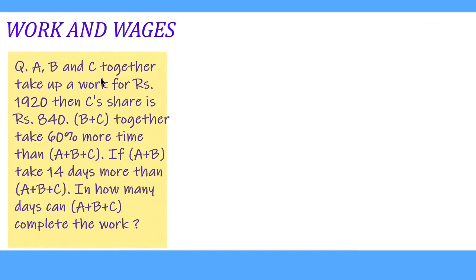A, B and C together take up a work for rupees 1,920. Then C's share is rupees 840. B plus C together take 60% more time than A plus B plus C. If A plus B take 14 days more than A plus B plus C, in how many days can A plus B plus C complete the work? This is a confusing type of question, but we will solve it by a short trick method and by logic.